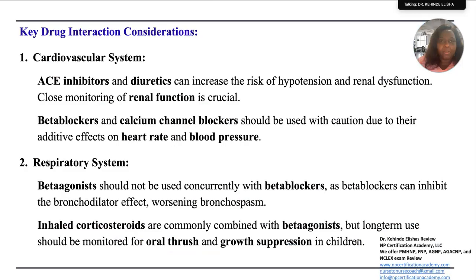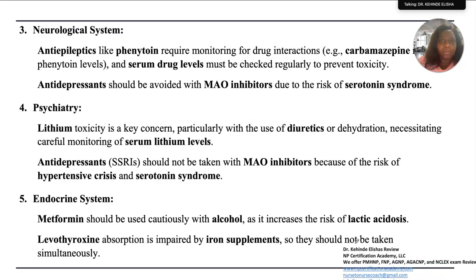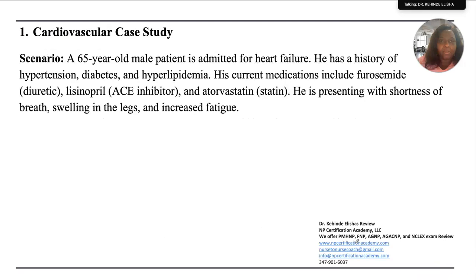Now, the next thing we're going to quickly take a look at is the drug-drug interaction that we just talked about. And then we have a case study here.